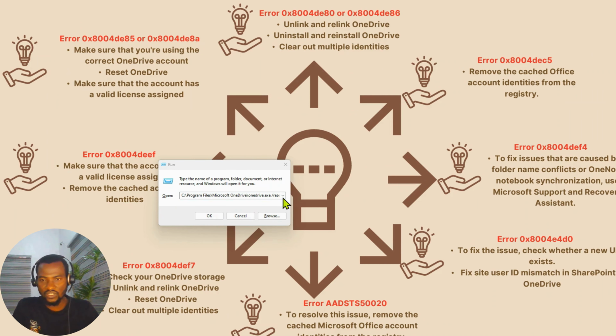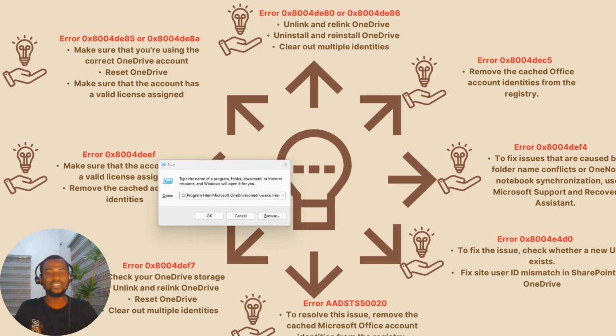The next one will be error 0x804DEC5. What happens also is you try to sign in, but you can't sign in, and it gives you this direct error message. What is the cause? In this scenario, it's due to some kind of authentication error message, which is caused by multiple cached identities.